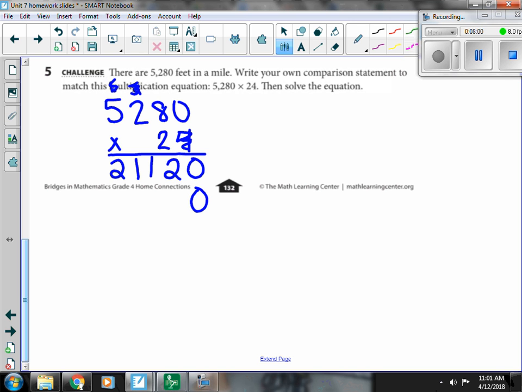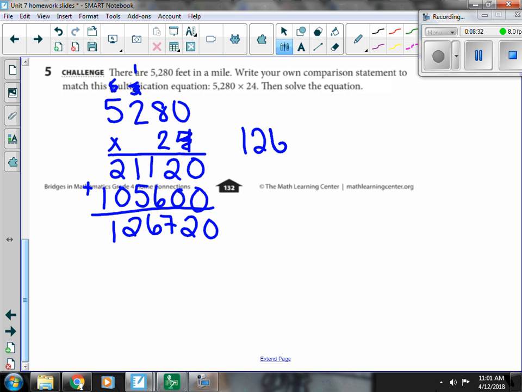And now I'm going to multiply 5,280 by 2. 2 times 0 is 0. 2 times 8 is 16. Write my 6, carry my 1. 2 times 2 is 4, plus 1 is 5. 2 times 5 is 10. And then I add up my 2 parts. 0, 2, 7, 6, 2, and 1. So we would end up with an answer to your word problem at 126,720 feet.